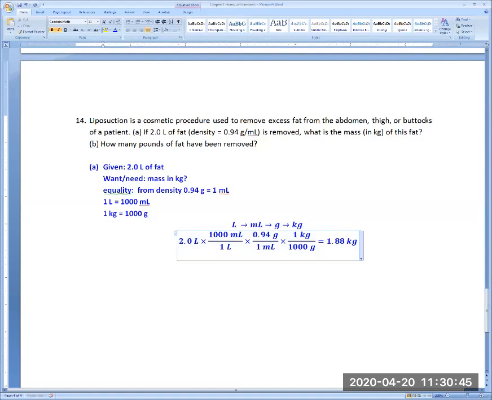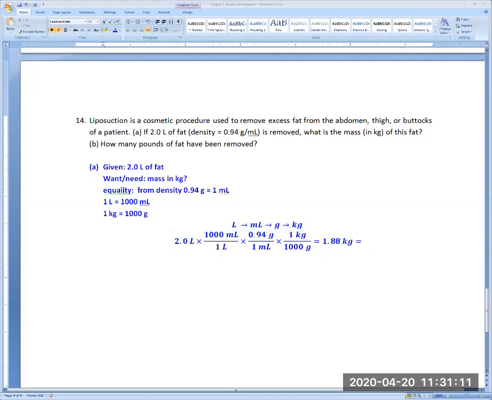So let's pay attention to sig figs. So the conversions coming from the metric system are all exact. It's 1 liter exactly equals 1,000 milliliters exactly. 1 kilogram is exactly equal to 1,000 grams. So these are not limiting. From the density, the milliliter is exact. The grams are measured. So here we have 0.94, that's 2 sig figs.